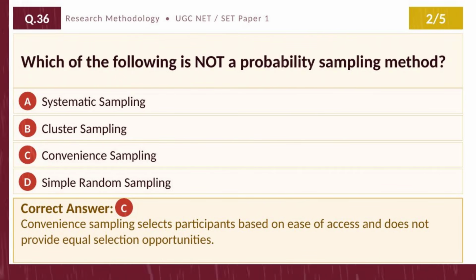Which technique is not a probability sampling method? Convenience sampling. Unlike probability methods, convenience sampling selects participants simply based on their easy accessibility and proximity. Consequently, it does not provide every member of the target population an equal or calculated chance of being selected for the study.